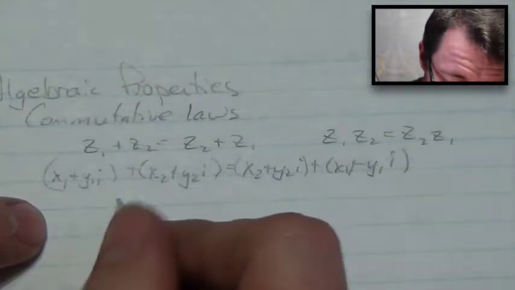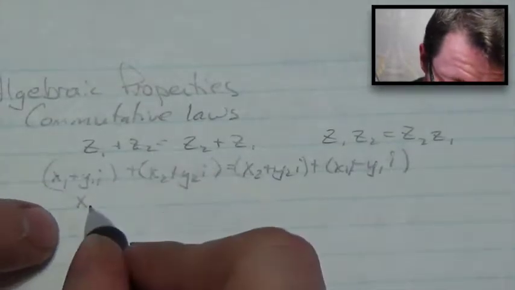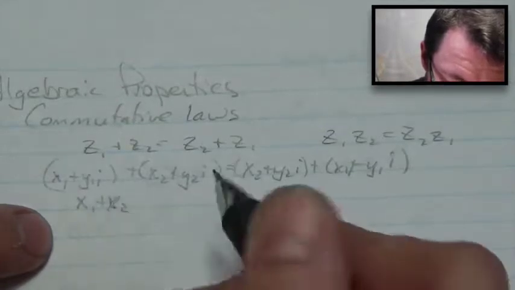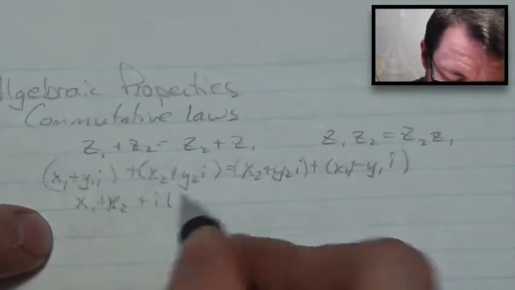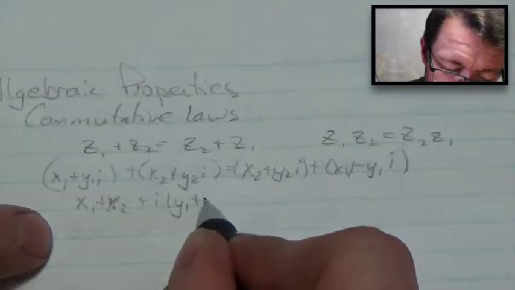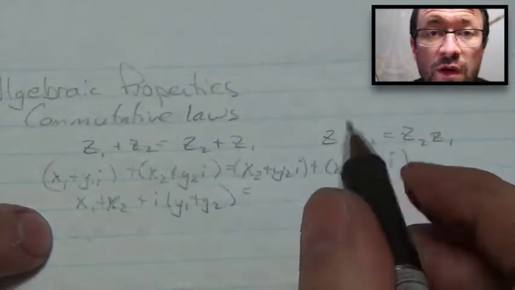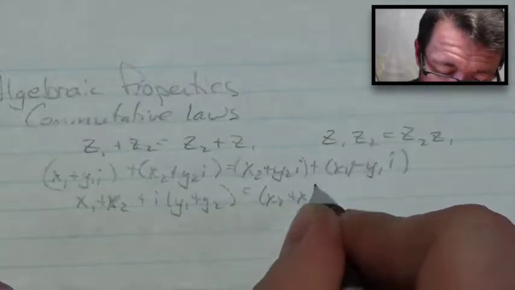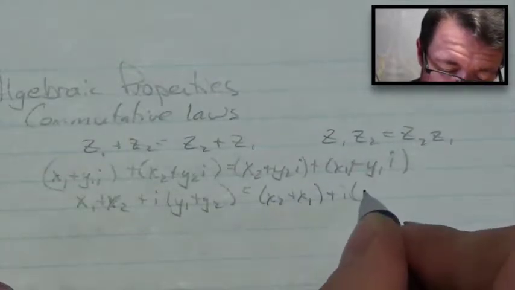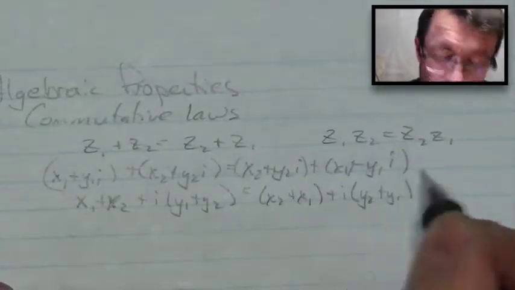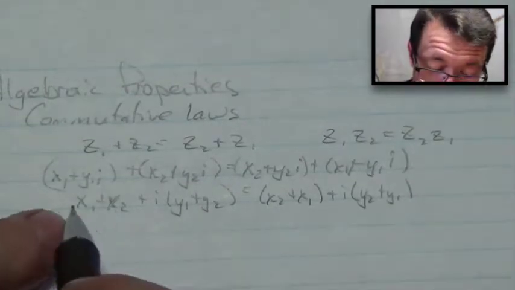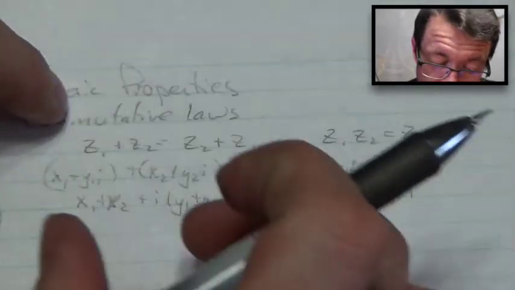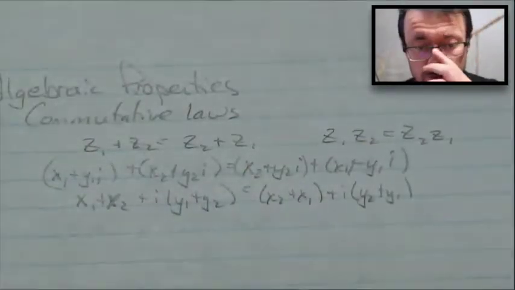So I can change the order here, so this is going to get me x1 plus x2, there's my real component, plus, and I can factor out the i there, y1 plus y2. Over here, this is going to be x2 plus x1, plus i, factor that out, y2 plus y1. And notice, because these are real numbers, order doesn't matter, so as a result, these are going to be exactly the same as each other.